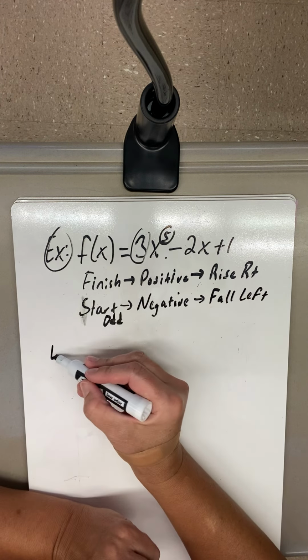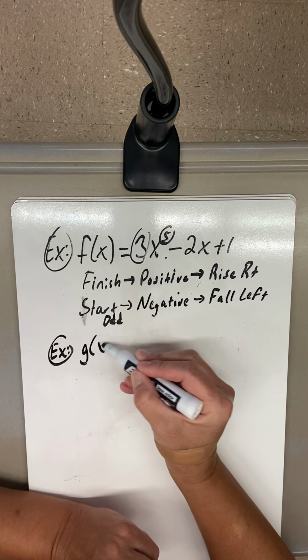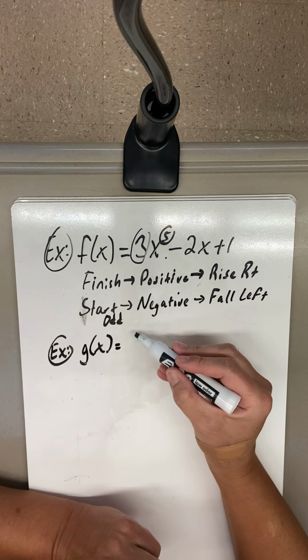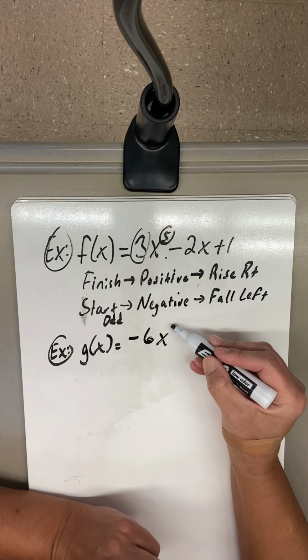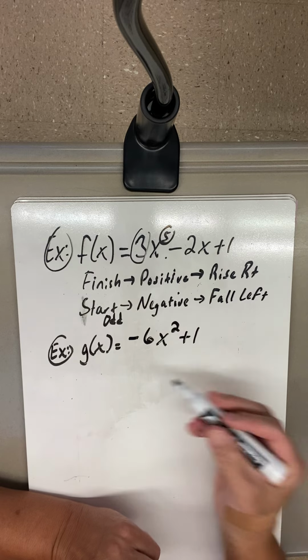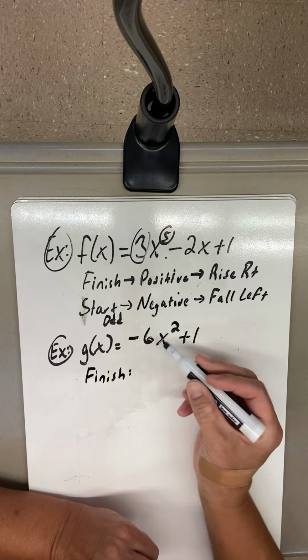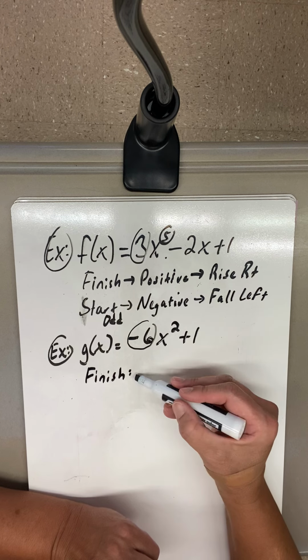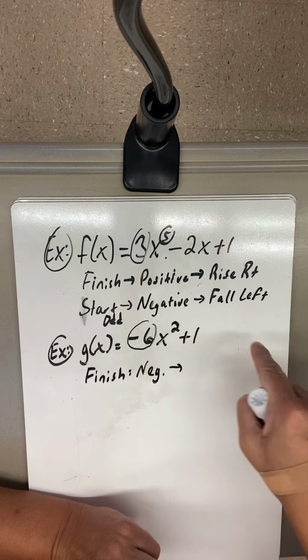Okay, one more example, maybe two. g of x equals negative 6x squared plus 1. So how's it going to finish? We look at our leading coefficient. Remember, we're going to follow our leader. Our leader is negative, so we're going to finish negative. What does that mean? It means it's going to fall to the right.